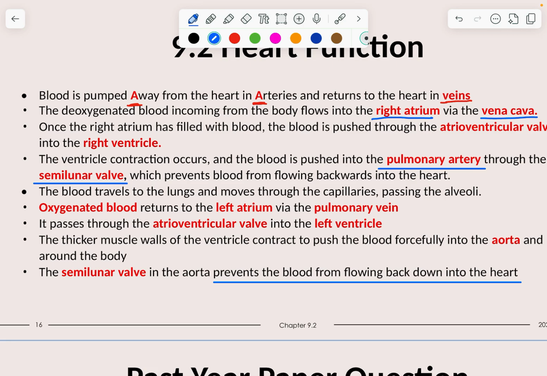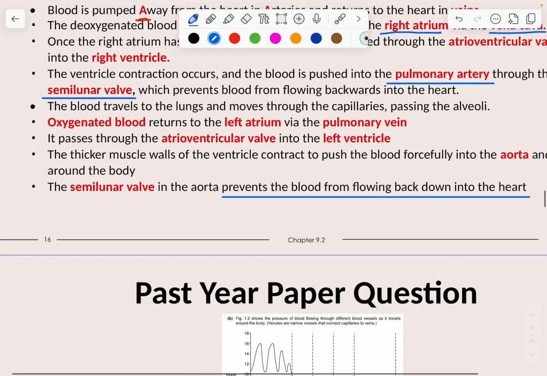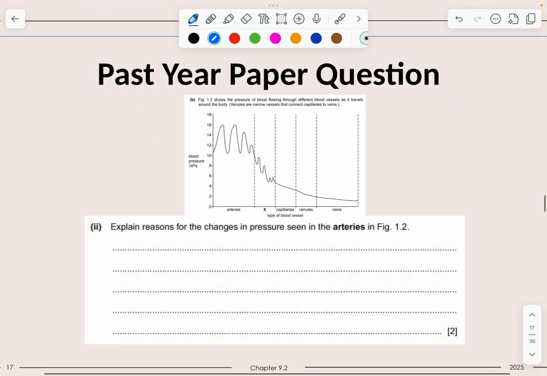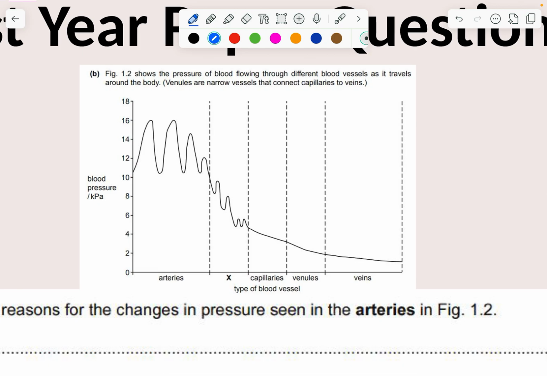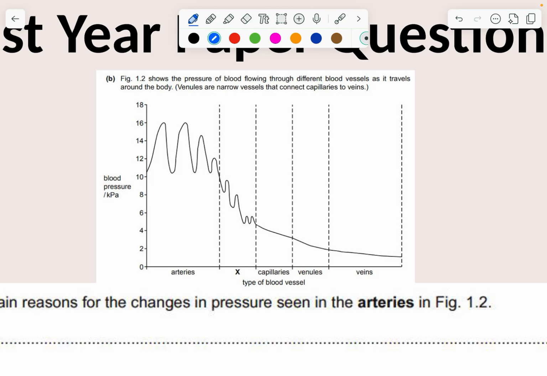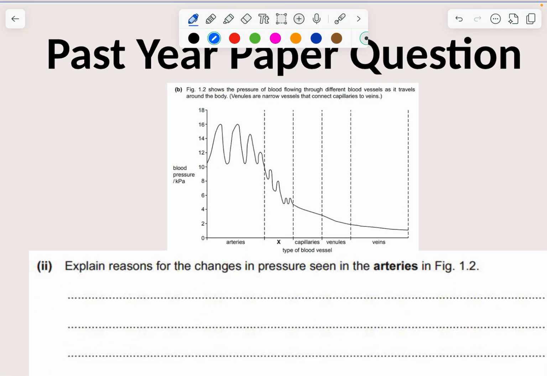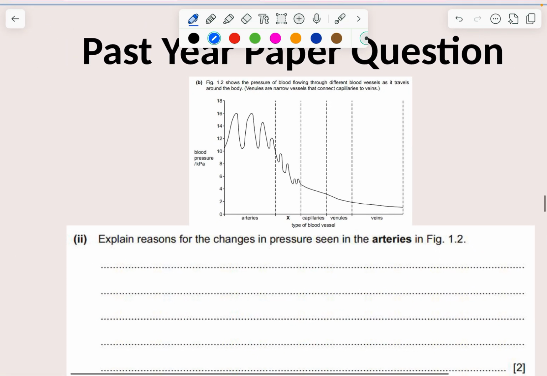Actually go through this one by one to really digest the function of each part. Okay, we're going to go through a past year paper question, on why sometimes questions cannot be so direct, like telling you why is this, why is that. They'll give you what we know as a pressure graph, a pressure and vessel graph. Figure 1.2 shows the pressure of blood flowing through different blood vessels as it travels around the body. I know we haven't gone through the blood vessels yet, but the key point is to explain the reasons for the changes in pressure seen in the arteries.